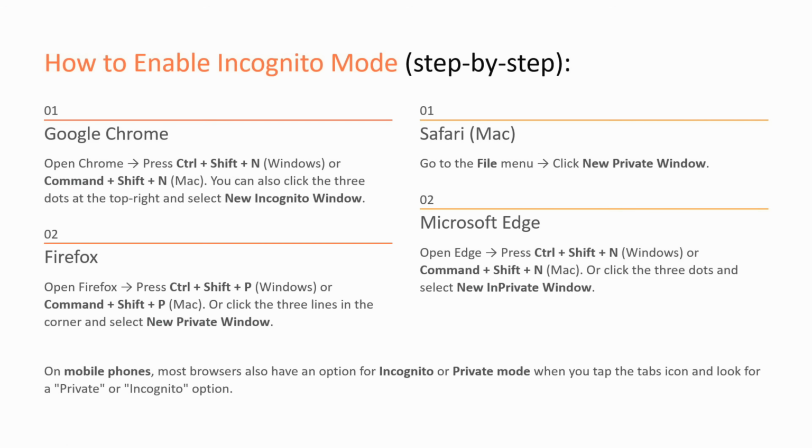Now we will see how to enable incognito mode. In case of Google Chrome, in Windows operating system, you can press Ctrl plus Shift plus N. And in case of Mac operating system, you can use Command plus Shift plus N. And you can also click three dots at the top right and select New Incognito window. We will see that.